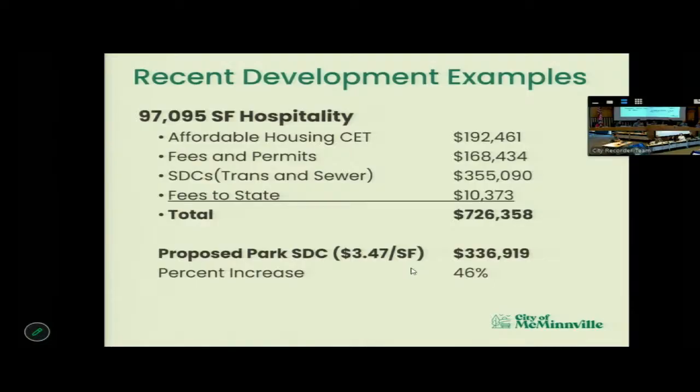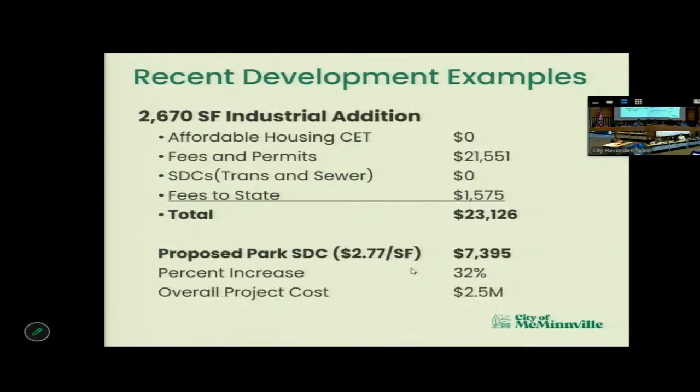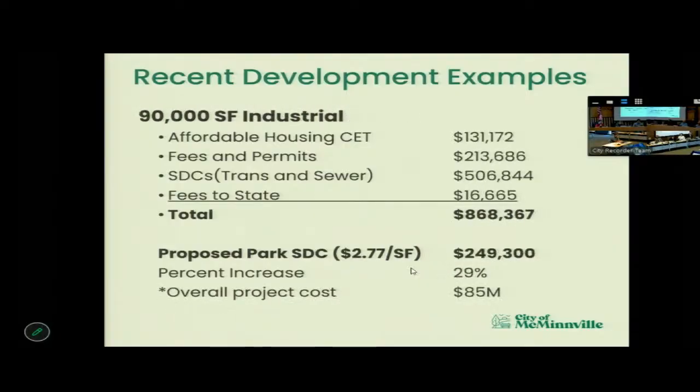Instead of looking at things as a silo, looking at them as a whole like that is helpful. It really shows the cost. Counselor Gary? Yeah, the first two you had overall project cost, and then the rest not. Is that just not available information?